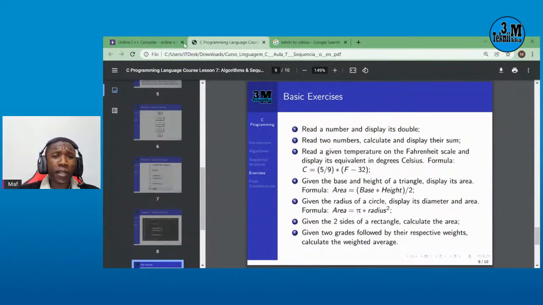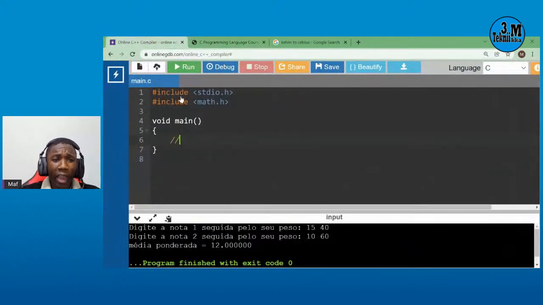Read a number and display the double. Let's open our compiler. We have this standard input output library and math. I'm going to delete this; you just need this library. You only need this when you want to use some mathematical functions like sine, cosine, logarithm, and so on, and some constants like pi. You also find them here.